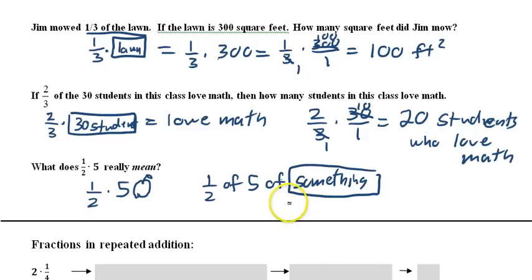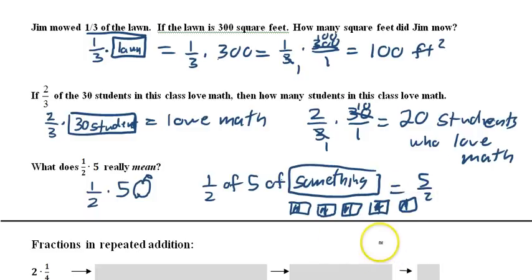Because if you were to draw out 5 of them, 1, 2, 3, 4, 5, you would get half of each. 1, 2, 3, 4, 5. 5/2 is our multiplication. But that's what you want to look at when you do each of these word problems. Are you getting a portion of something? Each of those numbers represents a value of some quantity.